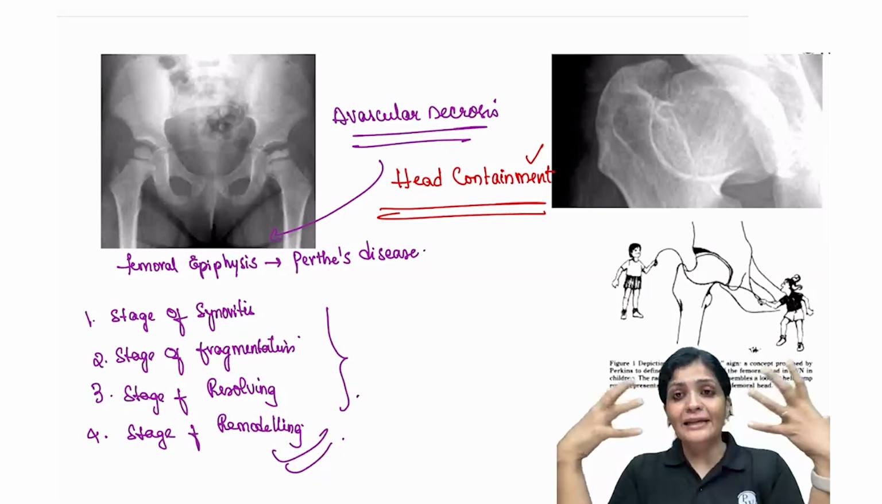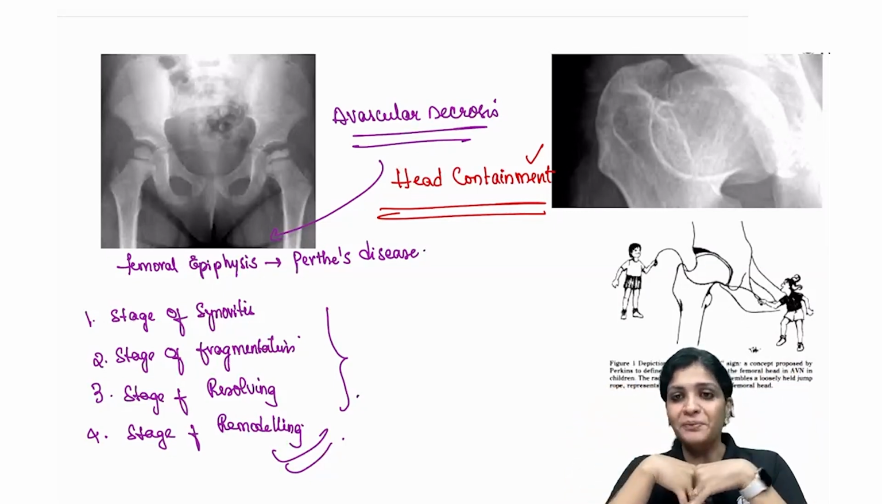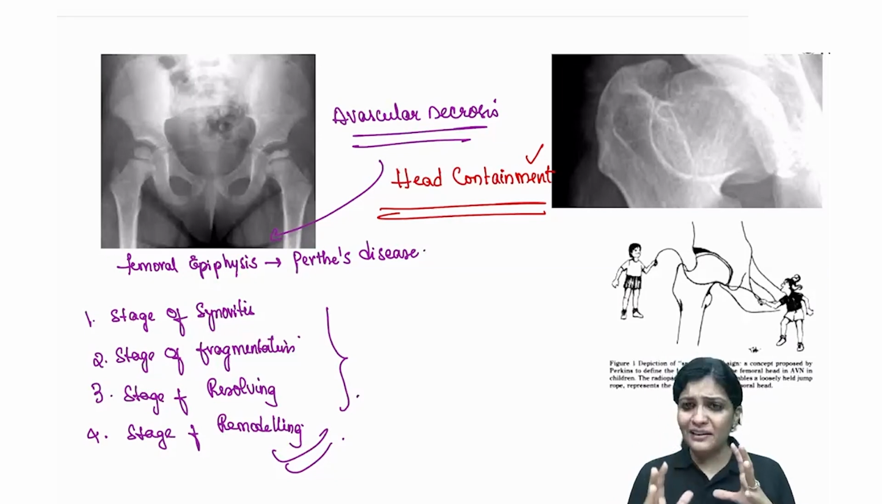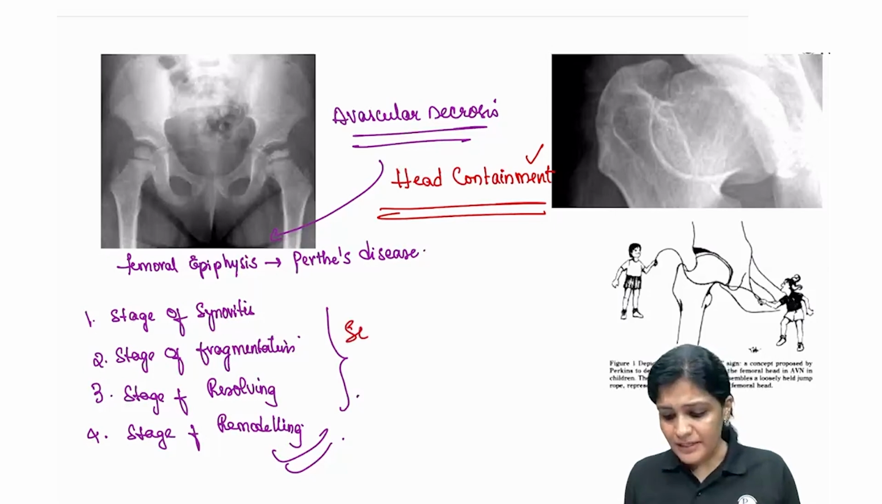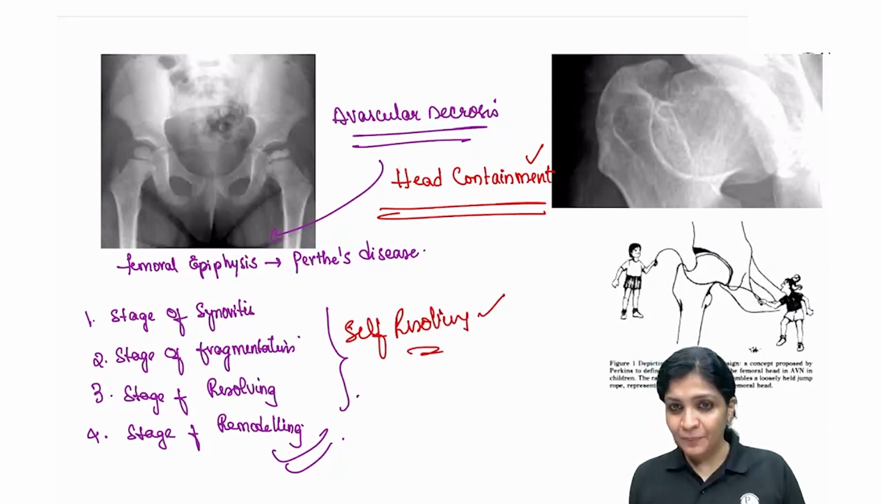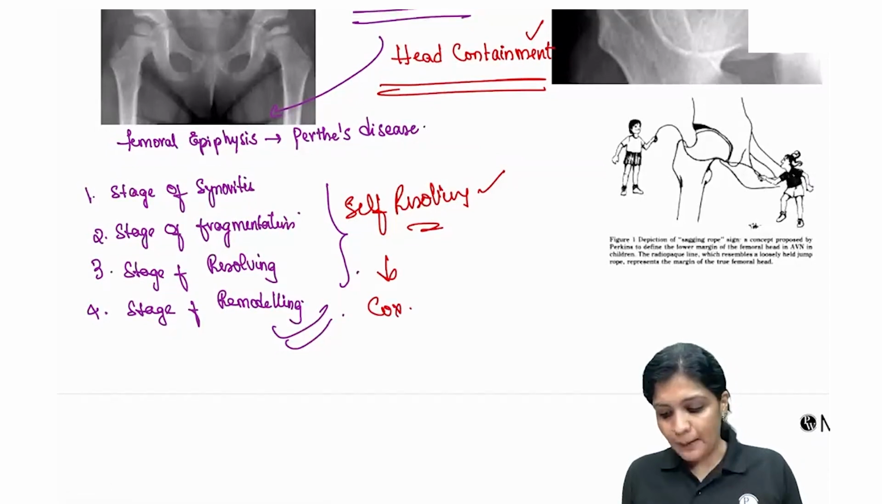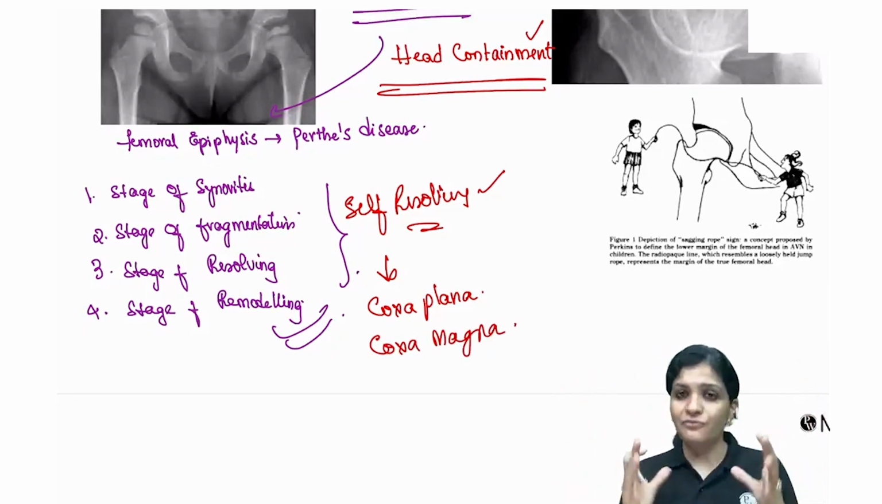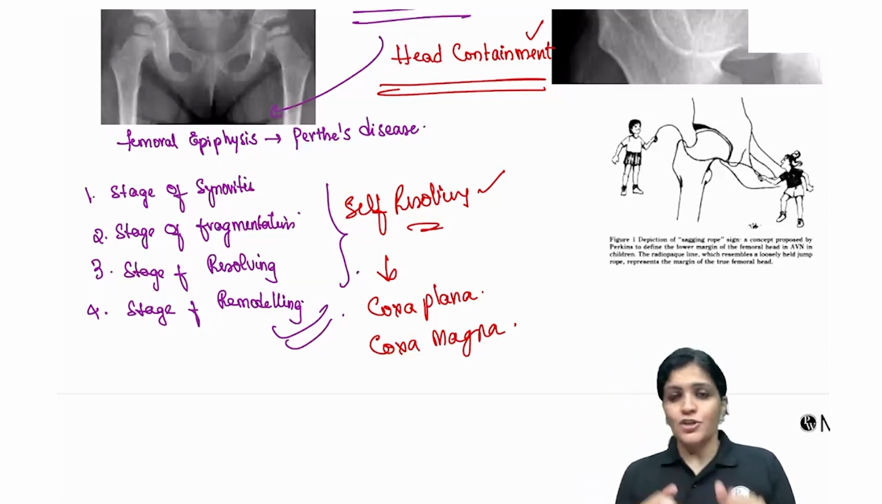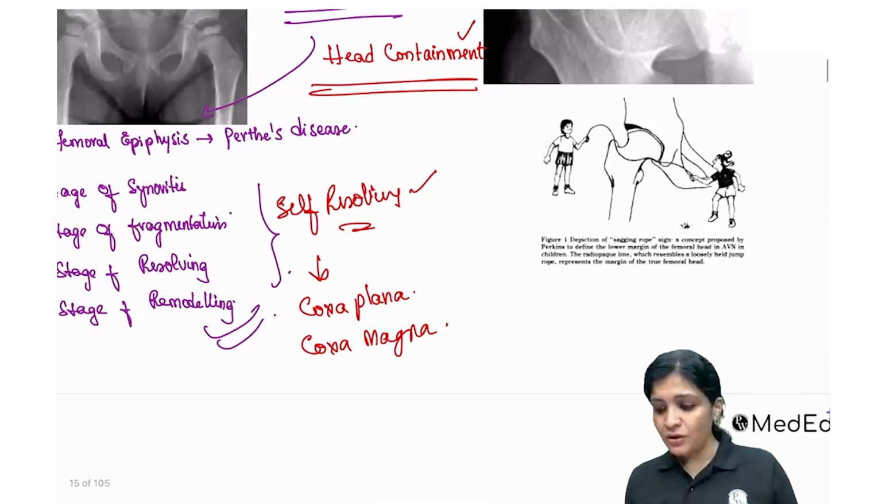That is what the head containment surgeries do in case of Perthes disease. Nothing else. You don't do anything to the vascular supply. It is a self-resolving disease. But if you don't put the head back into the acetabulum, this will result in coxa plana, that means complete absence of the femoral head, or sometimes goes up to coxa magna, where the head becomes so big it doesn't fit into the acetabulum, right? So that is what you have to take care about.